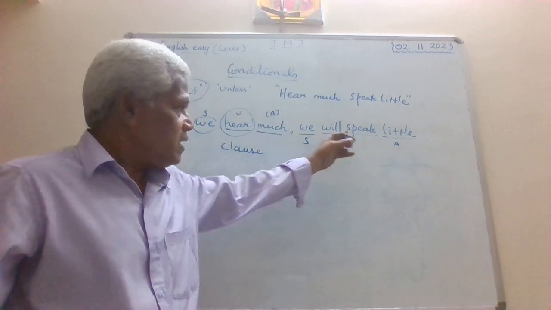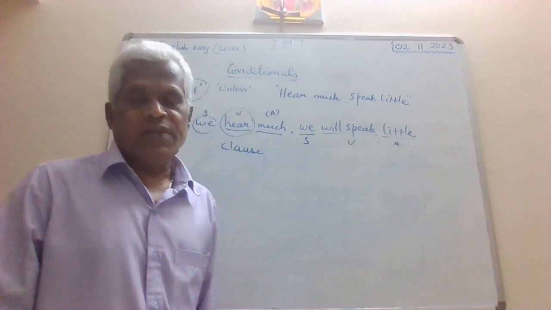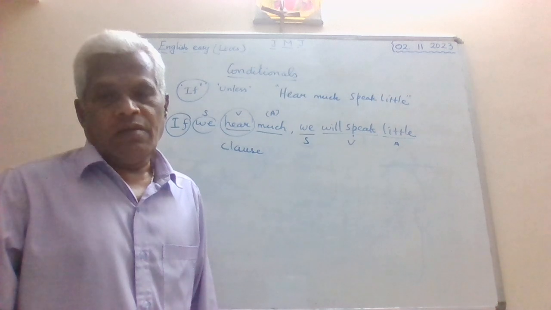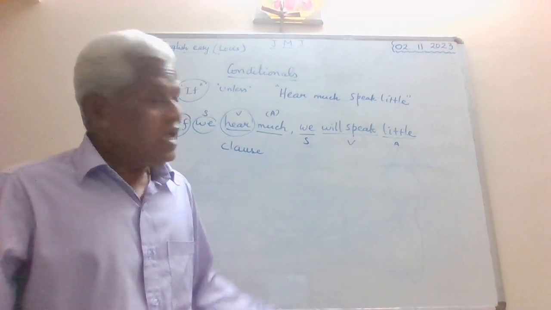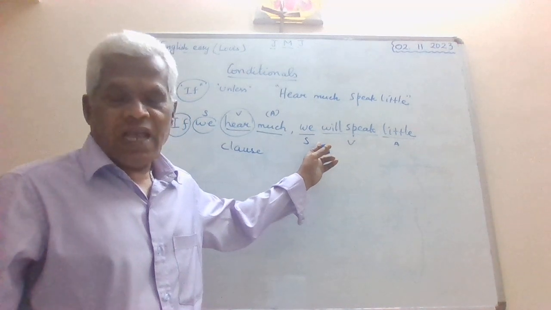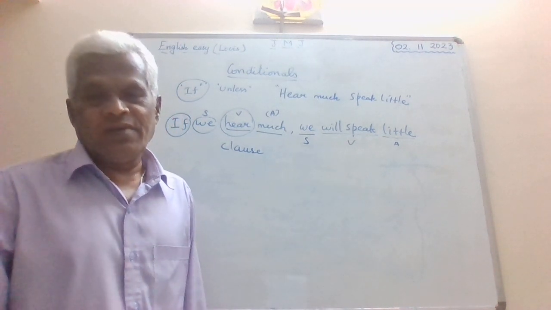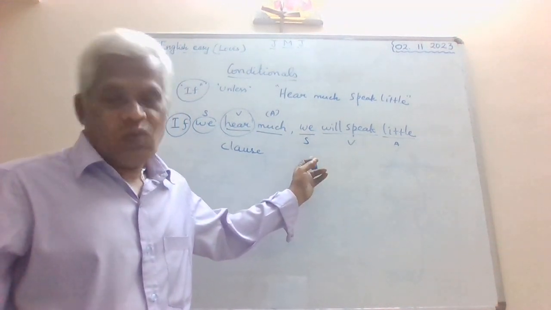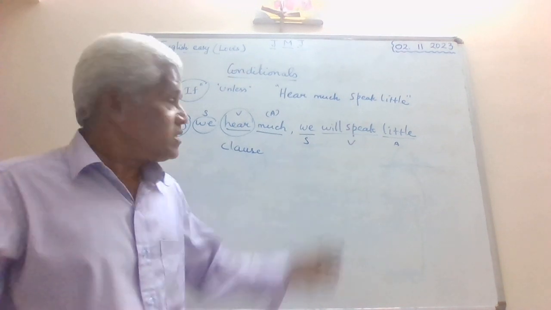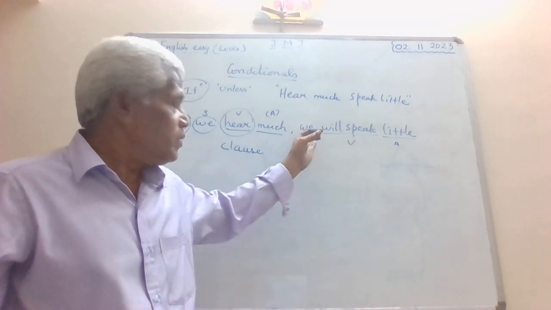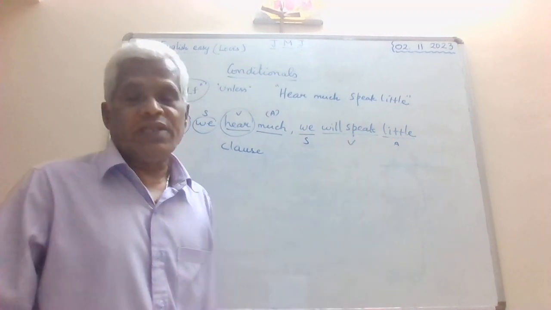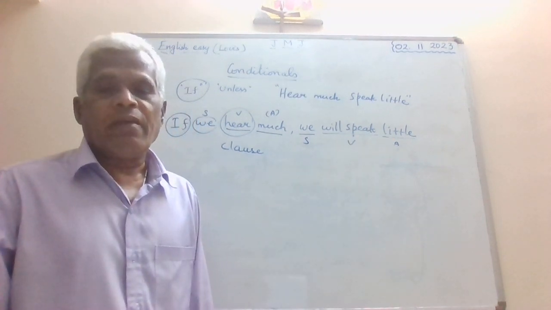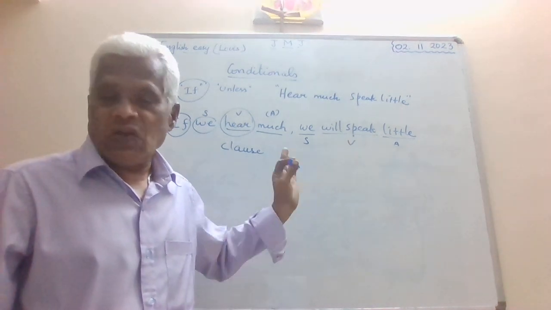You have the subject, you have the verb, you have the adjunct or object. Again I am asking you the same question. Does this sentence have a complete meaning? It may look like a complete sentence. We will speak little. Of course, it begins with the verb, subject. You have the verb and you have the adjunct, object-like thing. But the meaning is not complete.